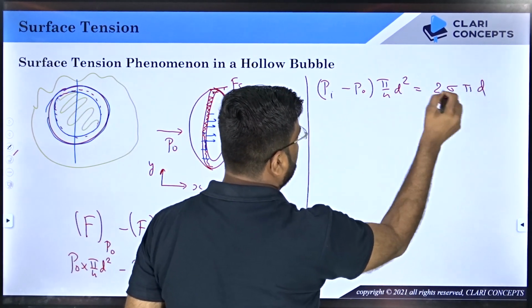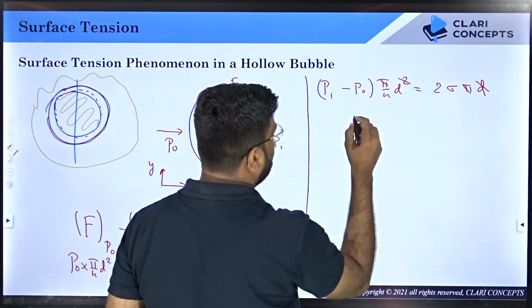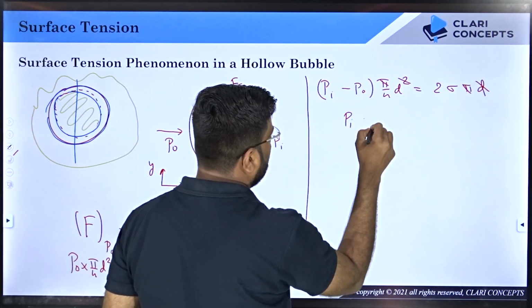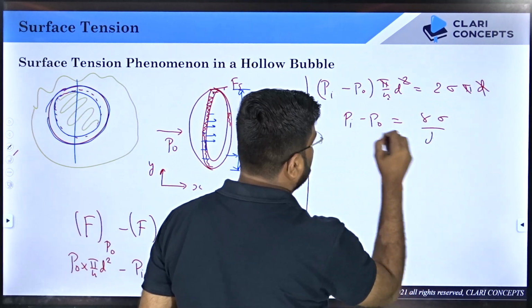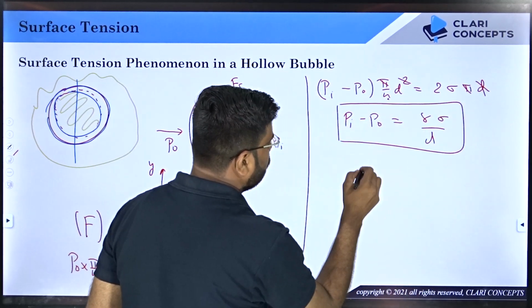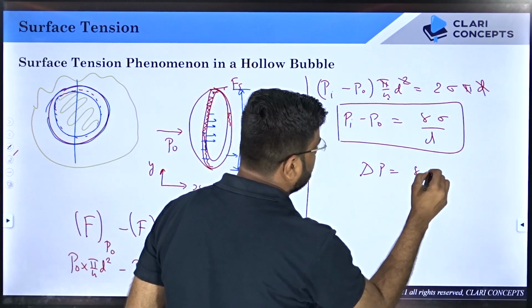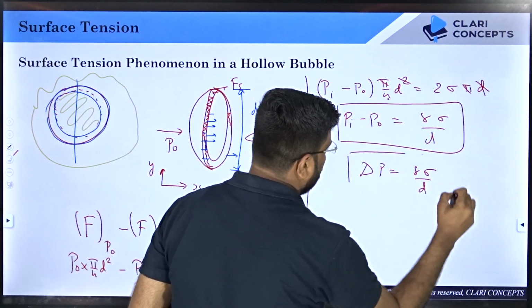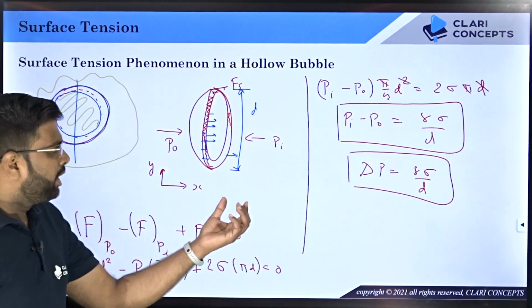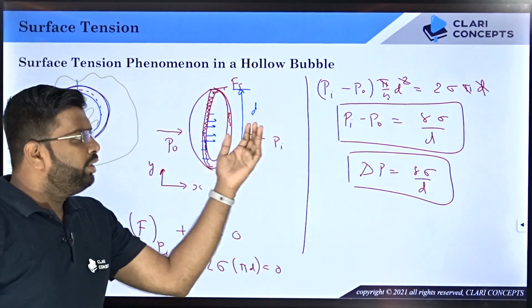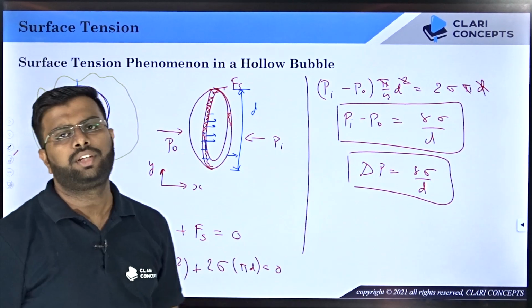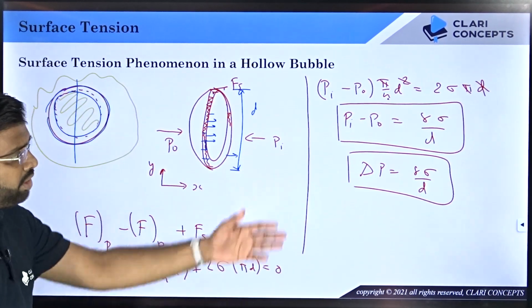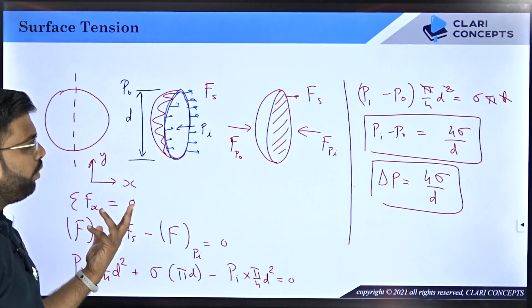So you will cancel one d and pi, and what remains is Pi minus P0 equals to 8 sigma divided by d, the final form. Also delta P over here is 8 sigma by d. So what you can say is that the pressure within the soap bubble is 2 times higher than that of the pressure in a liquid droplet of the same diameter and the same surface tension coefficient, right? Because it is 8 times sigma. In the previous case you have seen it is 4 times sigma.